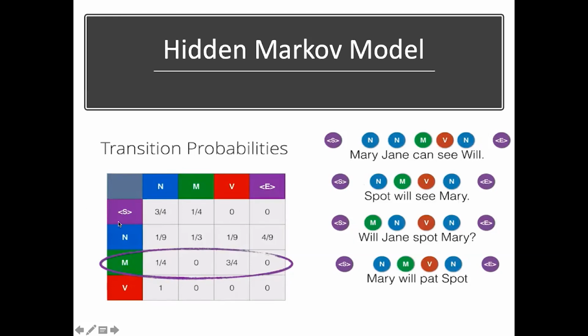In this entire row, we divide by the number of observations of the start tag, which in this case is 4. So we come up with 3 by 4 and 1 by 4, which are the probabilities of the start tag being a noun and the start tag being a modal. So there's a 75% chance. And M is a modal. Will is a modal verb that we're trying to use here.